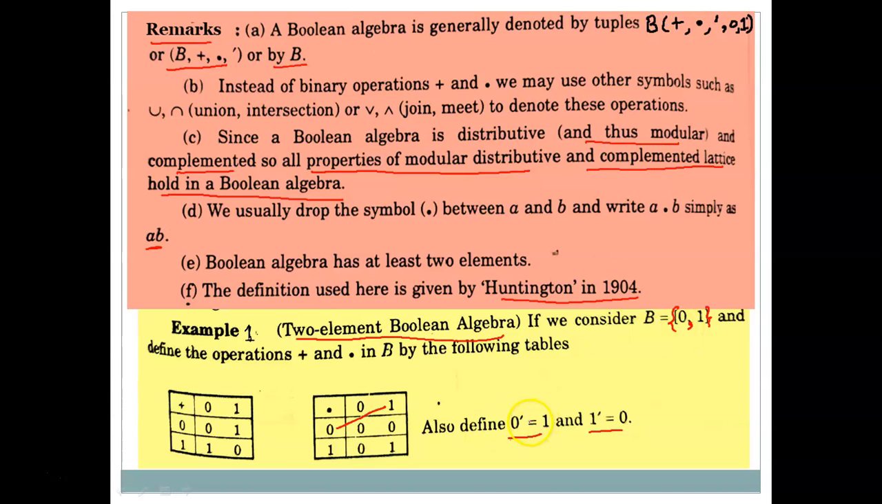And you can see 0 complement is 1 and 1 complement is 0. That means complement also belongs to this set B. Complement of an element of B is again in B. Therefore, you can say that complement is a unary operation over here. Now, you want to show that this set B is a Boolean algebra with respect to these operations.